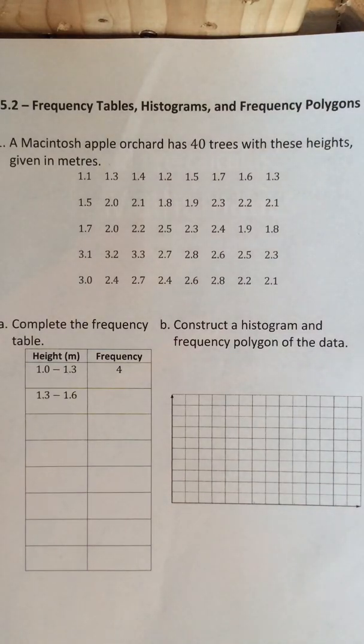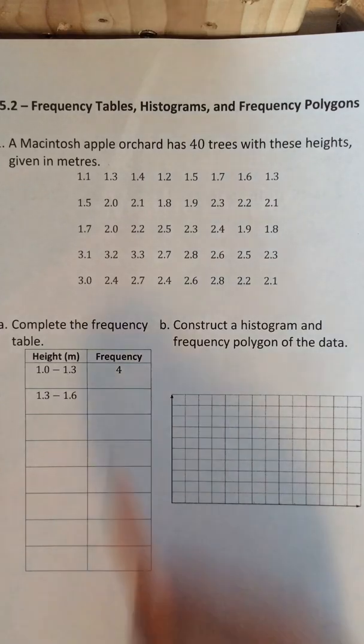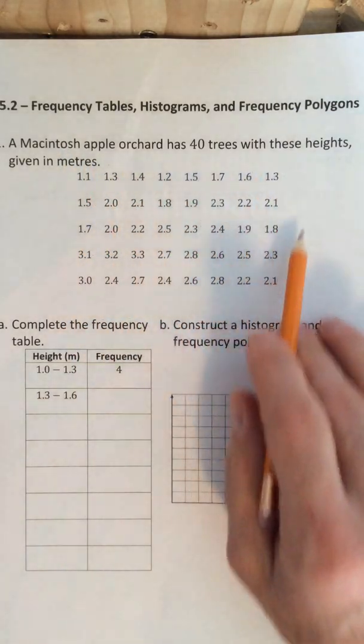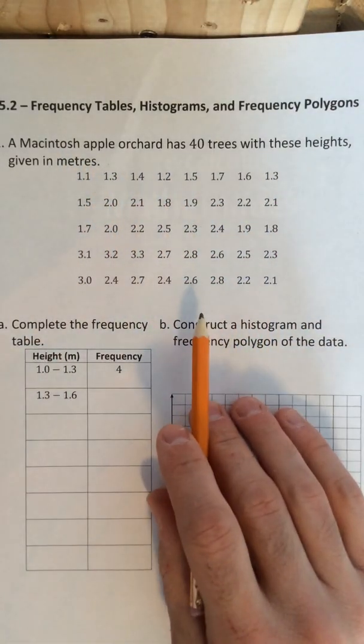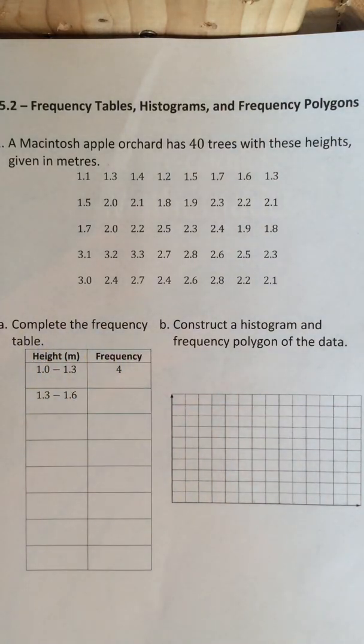In the second section of this chapter, we're looking at frequency tables, histograms, and frequency polygons. So given this set of data, a Macintosh apple orchard has 40 trees with these heights given in meters. What we're going to do is complete the frequency table first, and that will allow us to draw a histogram and a frequency polygon. The histogram is really going to be a graph of the frequency distribution.